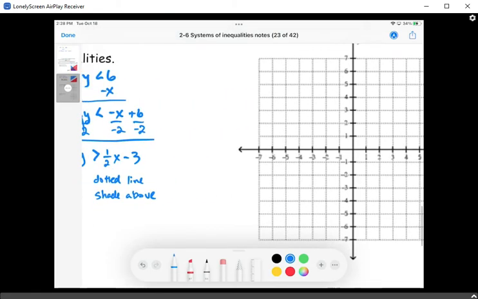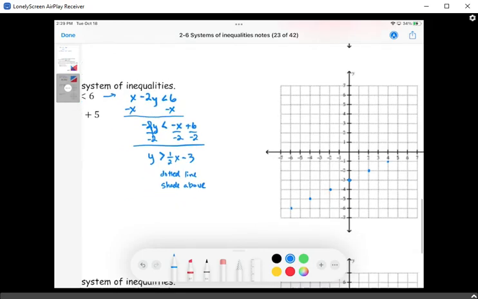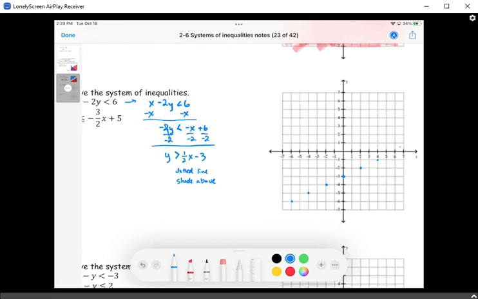Okay, 1/2 x minus 3. We start at our y-intercept. I'm going up 1 and over 2 to get those points, or down 1 and to the left 2. This is a dotted line going across. And we are going to shade all this part up above.